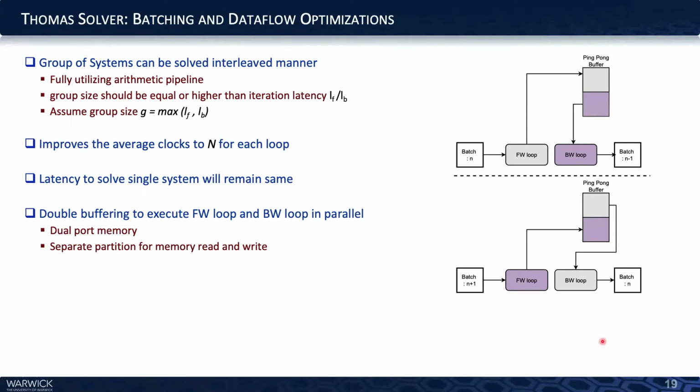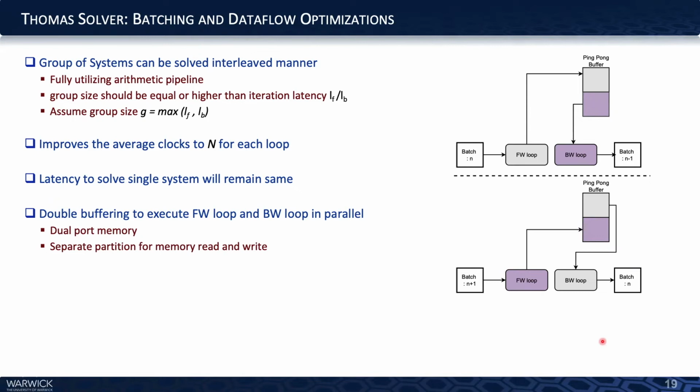We have seen there's a dependency between loop iterations, and the circuit will be idle for significant clocks. If we have multiple tridiagonal systems to be solved as a group, then we can interleave the computation in order to fully utilize the arithmetic circuit pipeline. Here we note that the number of systems to be interleaved should be higher than the arithmetic pipeline latency LF or LB. We can have different group sizes for the forward and backward loops, but to make the model simple, we are making group size G the maximum of LF and LB. Average clock cycles spent on each system for each loop will be N. Here N is the system size, but the latency for a single system will remain the same.